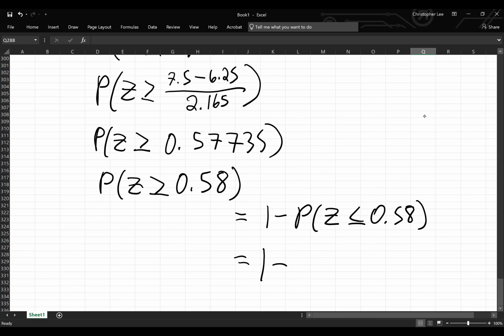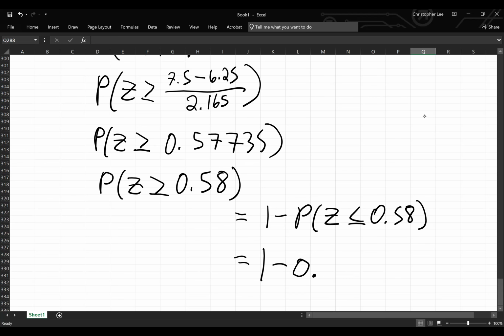Sorry. This is going to be 1 minus 0.something. 0.58. So now what do you do with that? 0.42. What do we do when we find a z? What do we do with it?